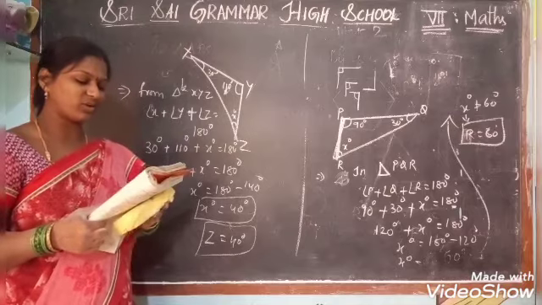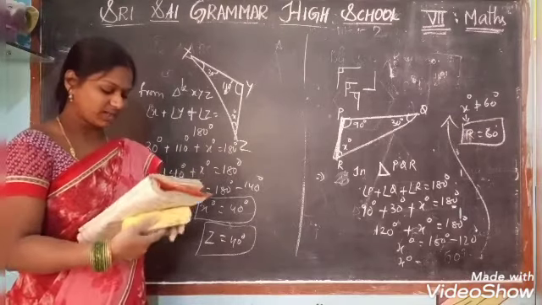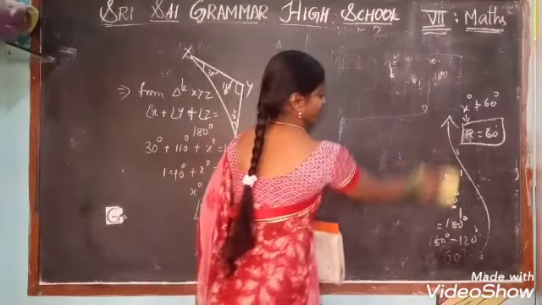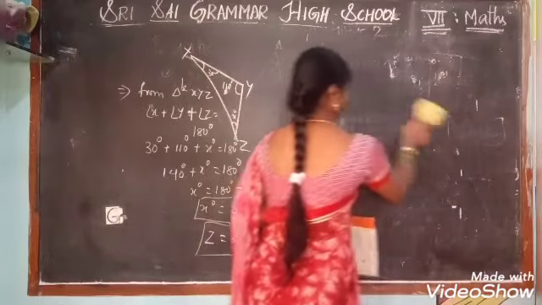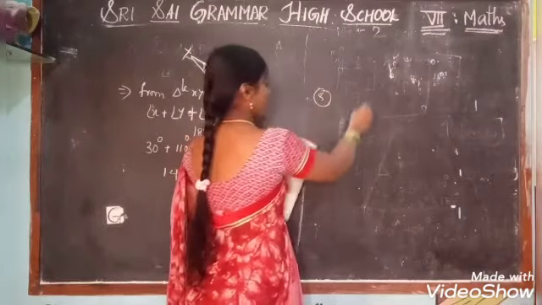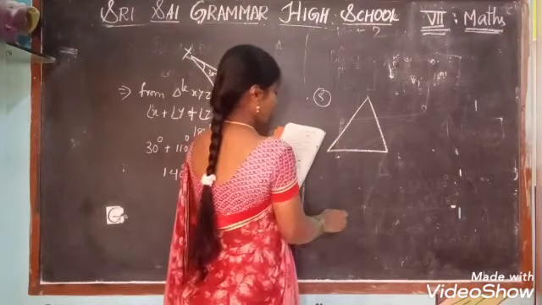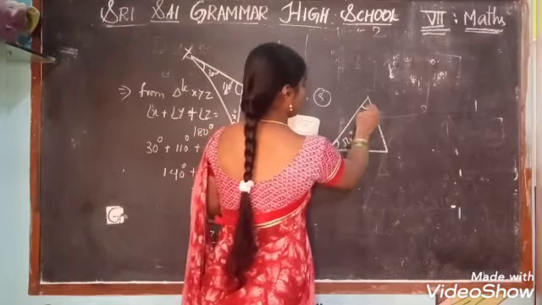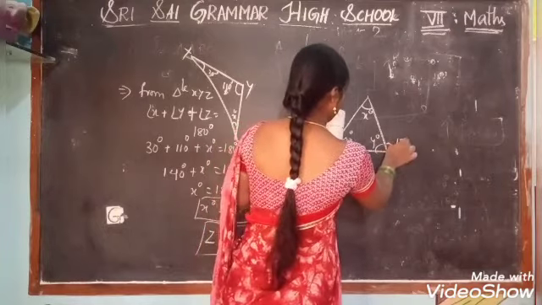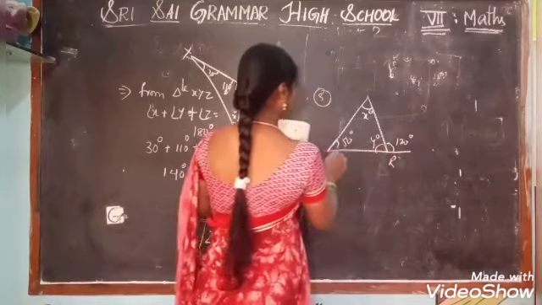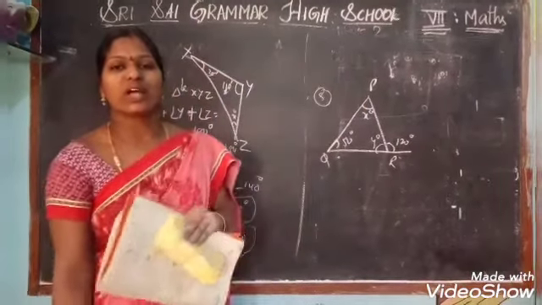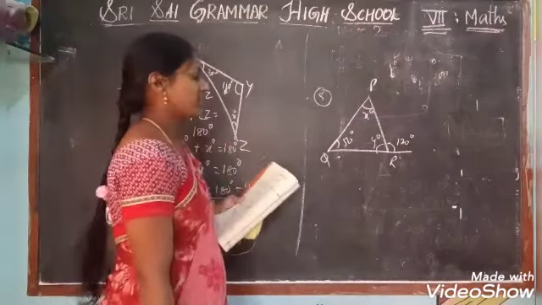Here we have to find the value of unknowns x and y in the following diagrams. Fifth sum. From these we have to find the values of x. Here they have given x degrees and also y degrees, and the exterior angle is 120 degrees at R. These are the points P, Q, R. From this we have to identify the values of x and y degrees.